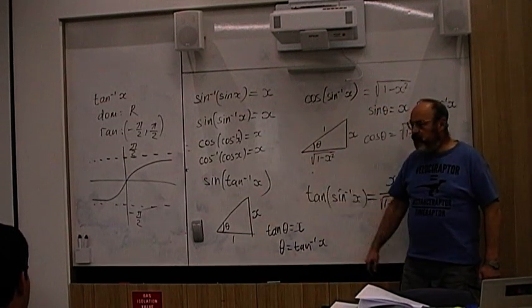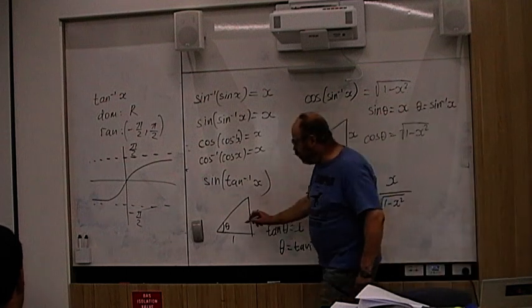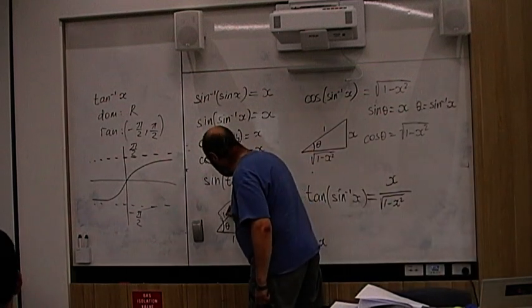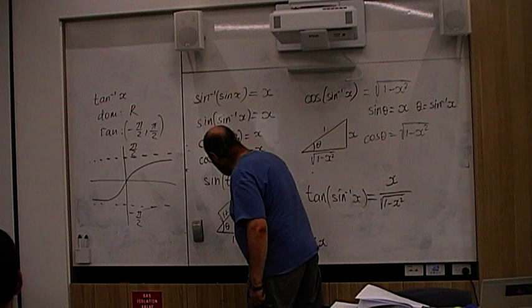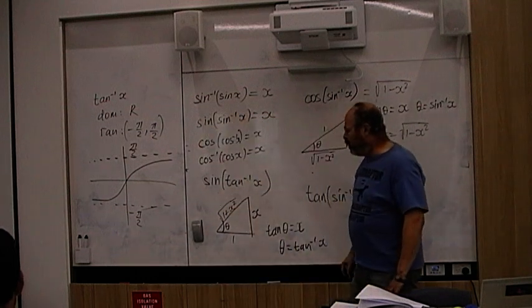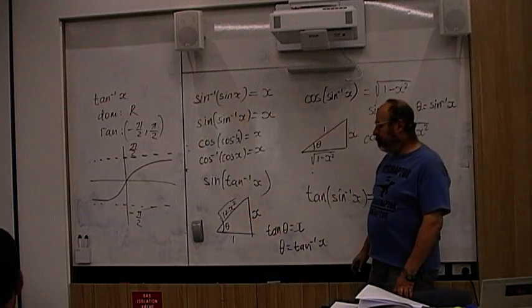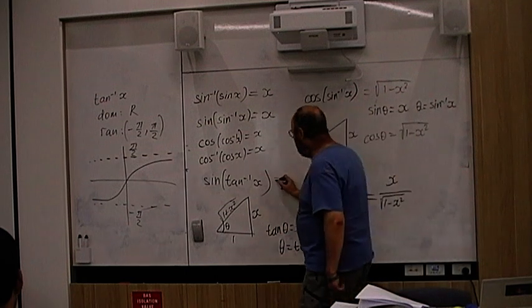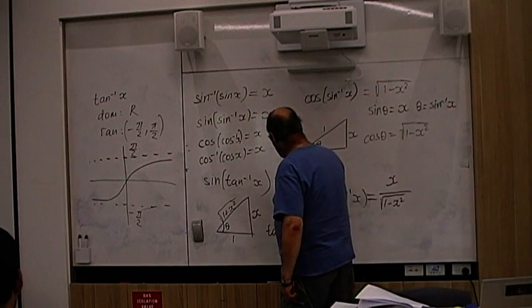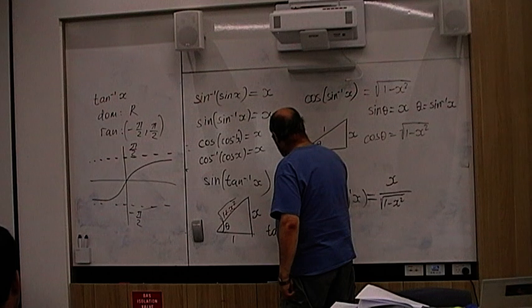What will the hypotenuse equal? The square root of x squared plus 1. And what will the sine of this angle equal? x over the square root of 1 plus x squared.